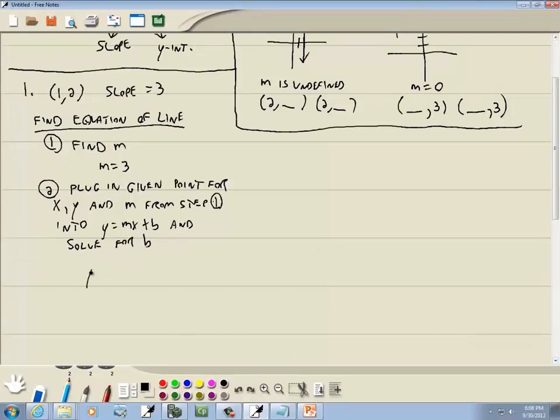Okay. So we've got y is equal to mx plus b. And they give us a point here. They give us 1, 2. So we can plug this in for x, plug the 1 in for x, and plug the 2 in for y. So 2 in for the y.